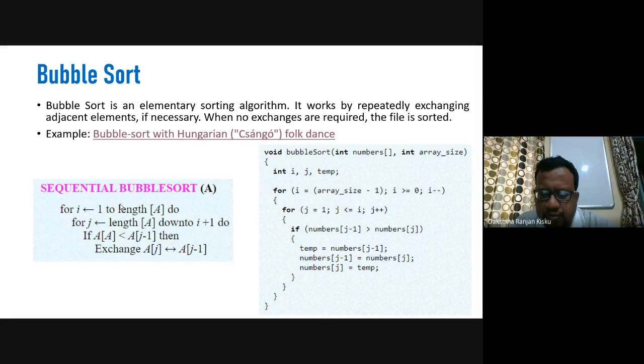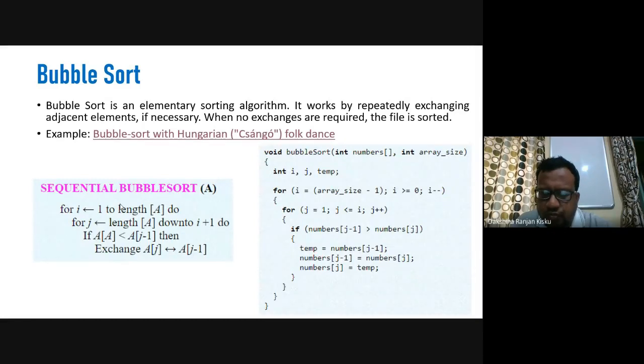And the second for loop is used to get the adjacent elements to be compared with the other elements. So here we keep checking whether the element at j minus 1 is greater than the element at j. j minus 1 represents the n minus 2 element basically, and j is any one element of the adjacent elements. So whenever numbers j minus 1 is found to be greater than numbers j, here numbers is the array. The array size is represented by array underscore size.